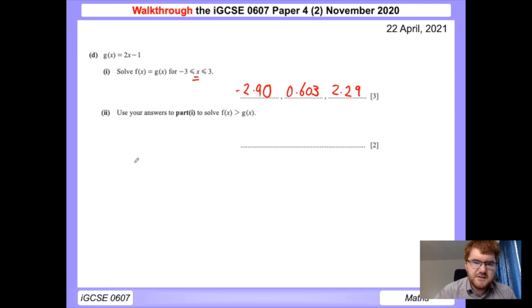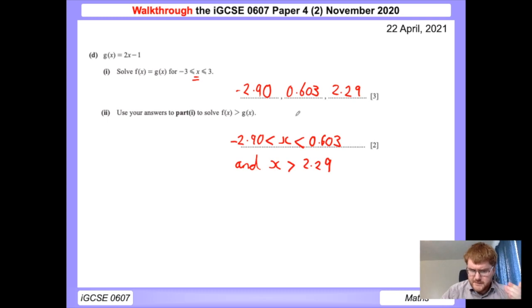So using the points that we just did, we have minus 2.90 is less than x. Let's be careful with the inequalities. Notice we've got a strict inequality here, not less than or equal to. So we know between these 2 values we just worked out that the function f of x will be bigger than the red function, but also, and this is what people forget, x is also bigger than 2.29. So you're using these values, and then you're saying to yourself, okay, when is the blue function bigger than the red function? I need to write this as an inequality. And this gives us the 2 marks, 1 for the first one and 1 for the second one.